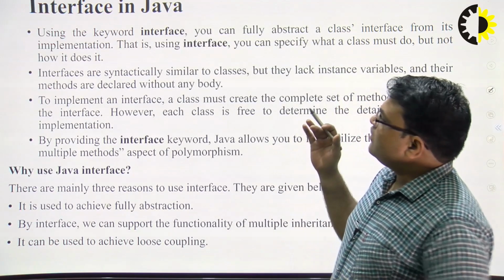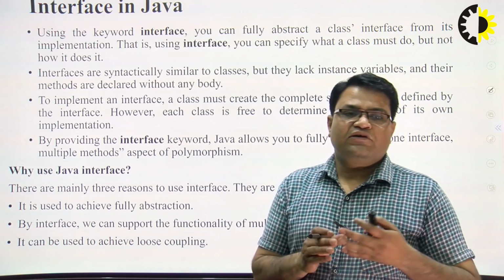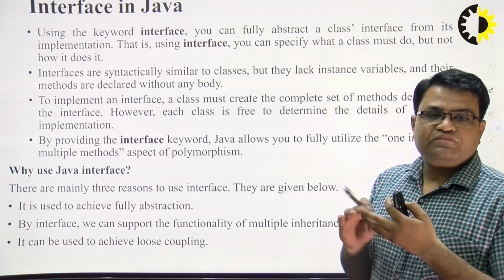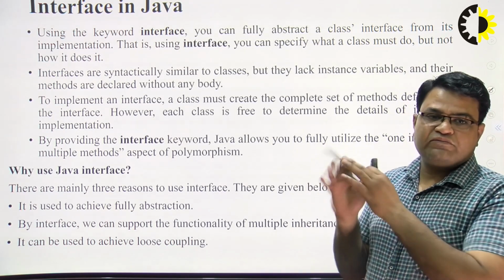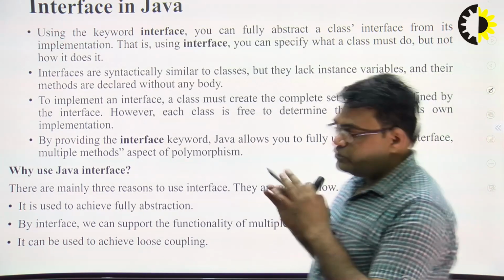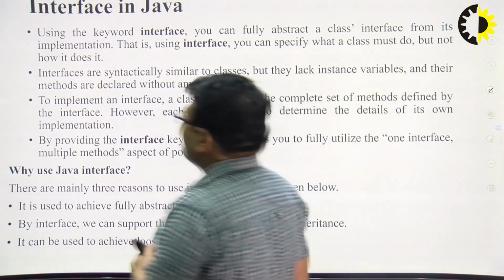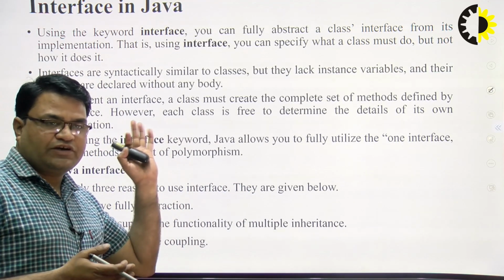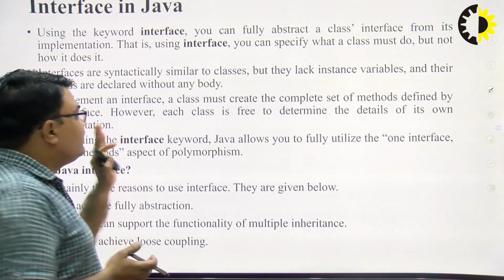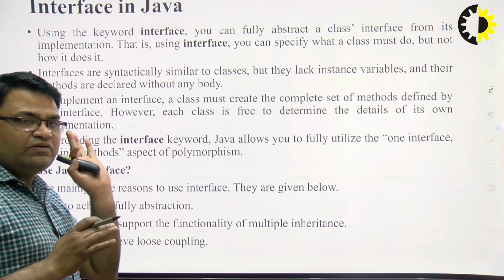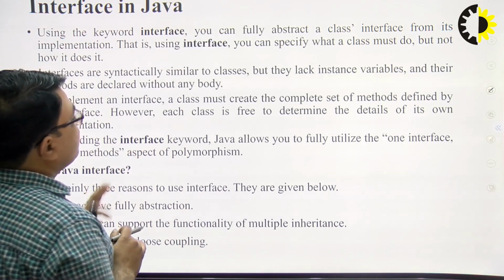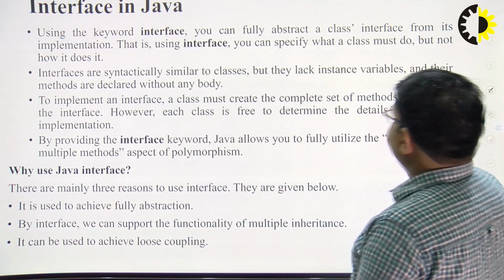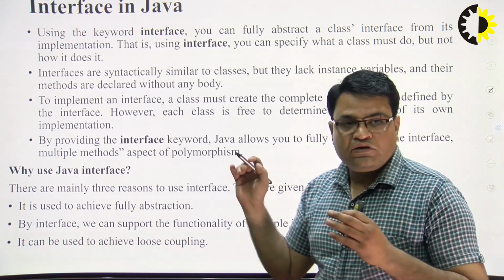The second concept is interface. This is again an implementation of abstraction. Abstraction can be achieved by using the interface. 100% abstraction can be achieved by using interface. Basically, what is the interface? Interface uses a keyword like an abstract class. The abstract keyword is used to create an abstract class. Similarly, we make an interface by using the keyword interface. You can fully abstract a class interface from its implementation, that is using interface. You can specify what the class must do, but not how it does it.